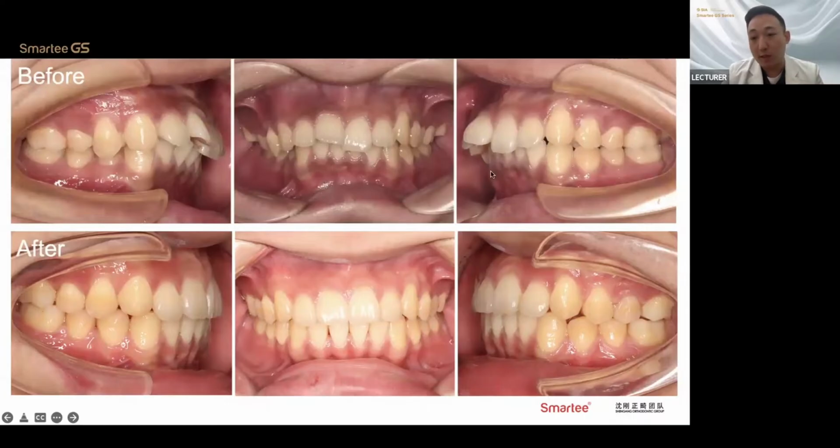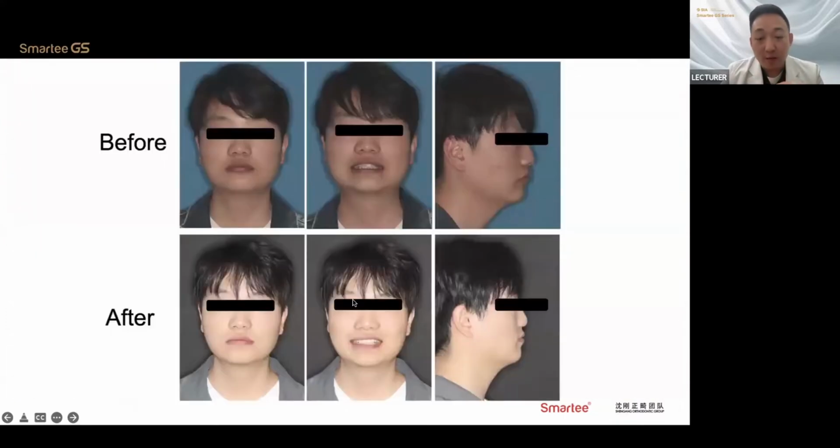The deep bite problem is solved, and the molar relationship is changed from class 2 to class 1. Also, the crossbite on the premolar and the second molar is solved, and the midline has a good connection. Okay, from the profile, you can see we shifted the chin point a little bit to the right, and we increased the lower facial height of this young gentleman, and also retracted the incisors, which gave him a good profile.